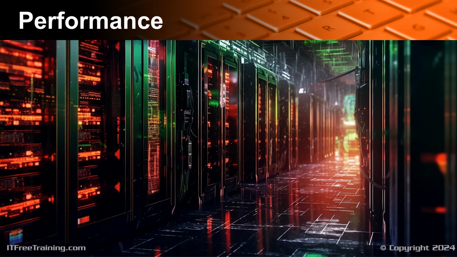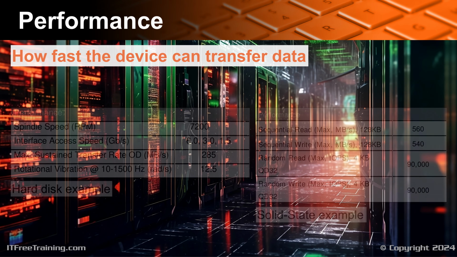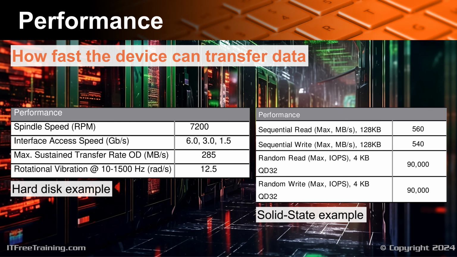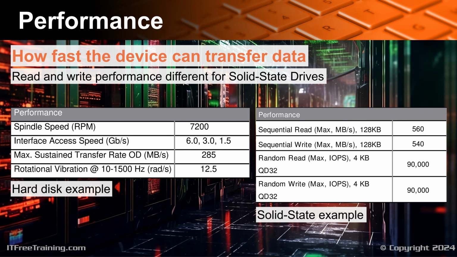Next, I will look at performance. Performance is essentially how fast the device can transfer data. Shown here are performance statistics for hard disks and solid-state drives. With hard disks, the disks spin at a set speed. Solid-state drives work using flash memory and have no moving parts. For this reason, read and write performance is different for solid-state drives. Solid-state drives will write slower than they read.